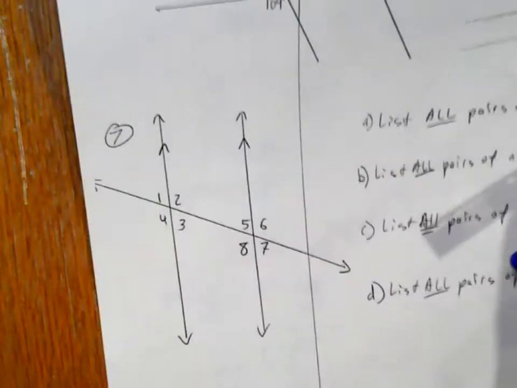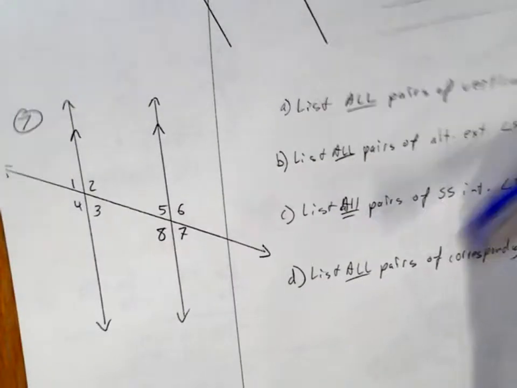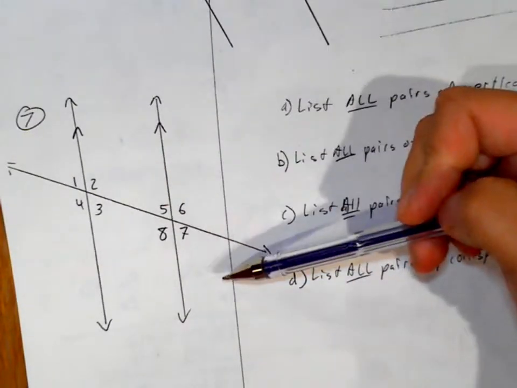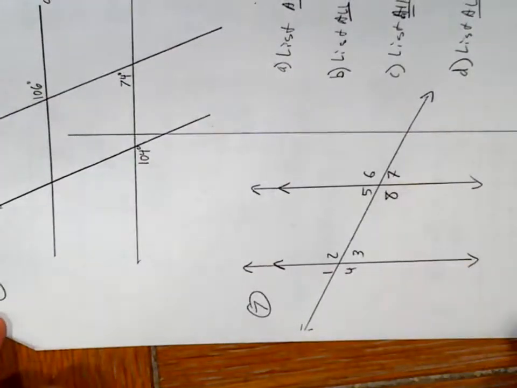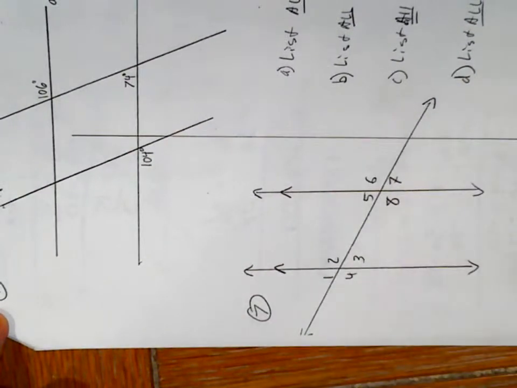All right. This one's kind of cool. If we look at number 7 right here, I know a lot of you guys don't like papers like that. So if you want to look at it this way, there's your parallel line, there's your transversal. Maybe it's a little easier for you to see it that way. No one says you can't turn your paper around. Not a problem.